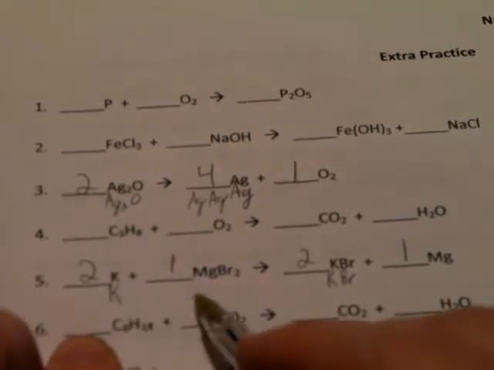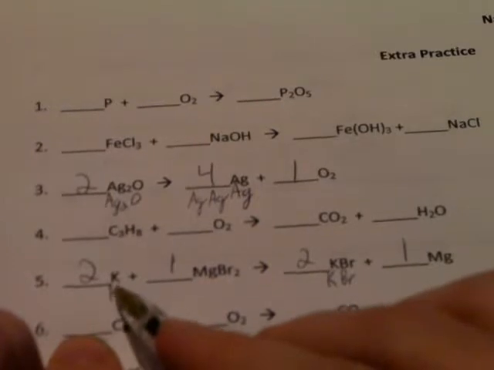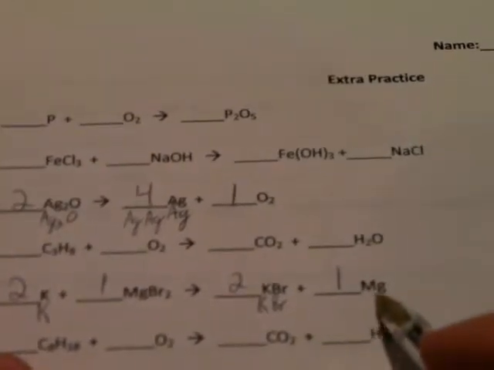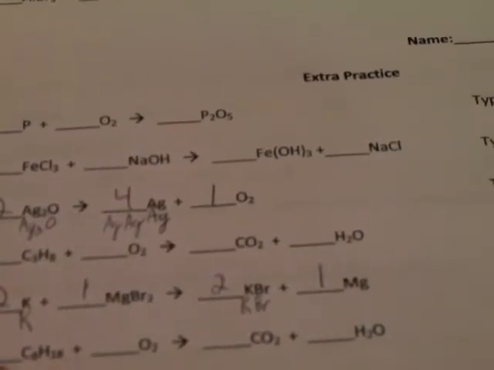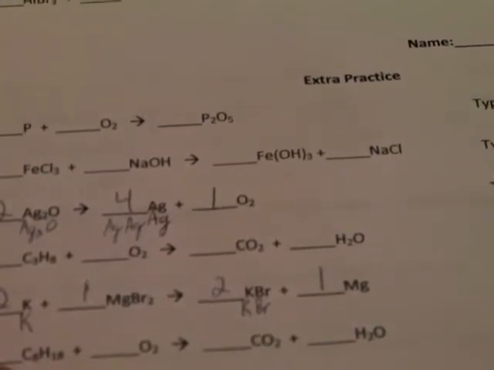Then we go to 5. This is potassium switching spots with magnesium. So there's a single atom, and then at the end there's also a single. So that's why it's a single replacement. And that is how you do those 2. Those are relatively simple.